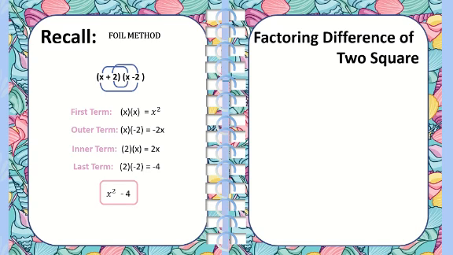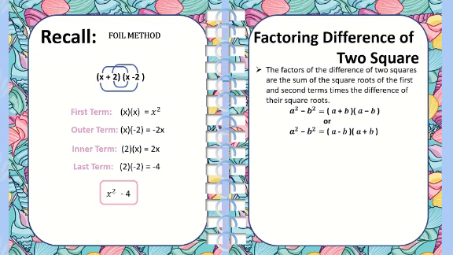Next, factoring the difference of two squares. The factors of the difference of two squares are the sum of the square roots of the first and second terms, and the difference of their square roots. So, for example, a squared minus b squared is equal to the quantity a plus b times the quantity a minus b, or vice versa, the quantity a minus b times the quantity a plus b.